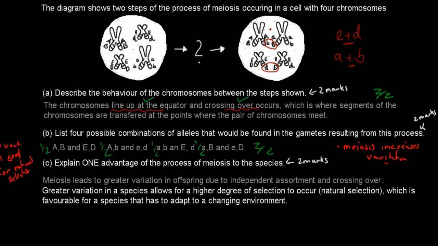So what I wrote is: meiosis leads to greater variation in offspring due to independent assortment and crossing over. Again, this is just mentioning that meiosis leads to greater variation in the offspring. That gets your mark. But you should have also mentioned why that variation is important. Greater variation in the species allows for a higher degree of selection to occur, meaning natural selection, which is favorable for a species that has to adapt to a changing environment.